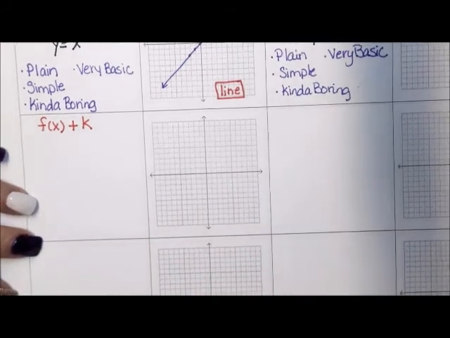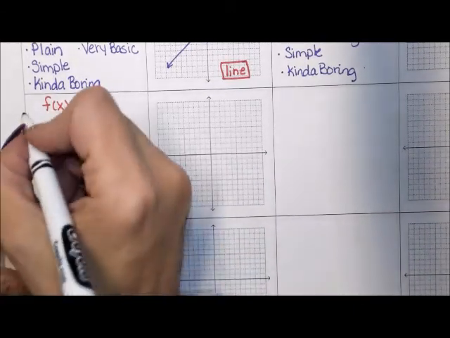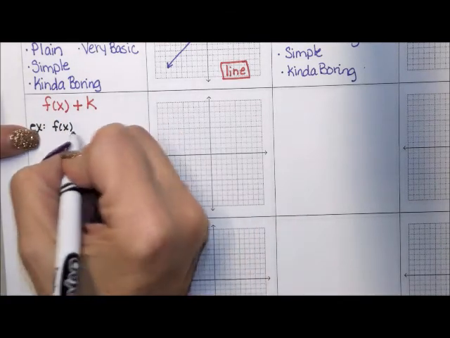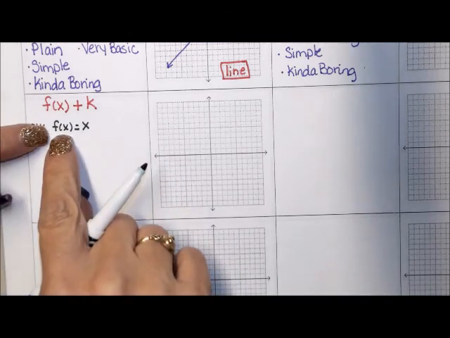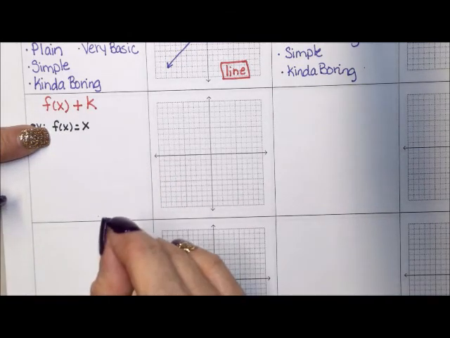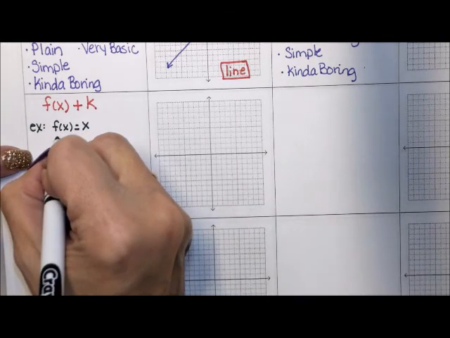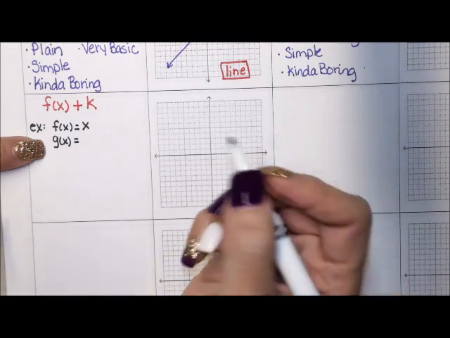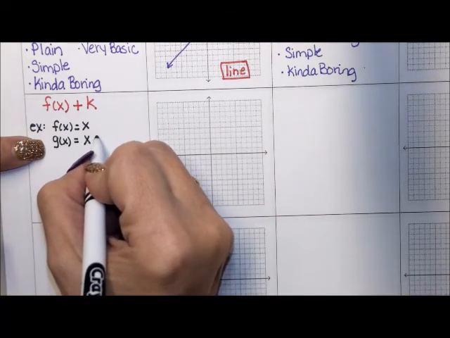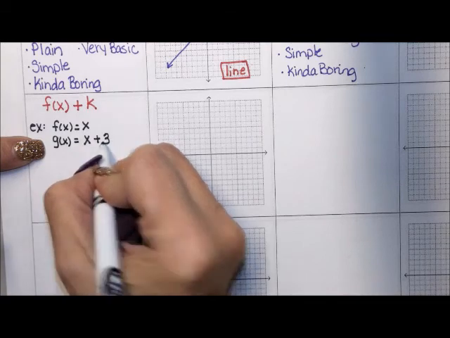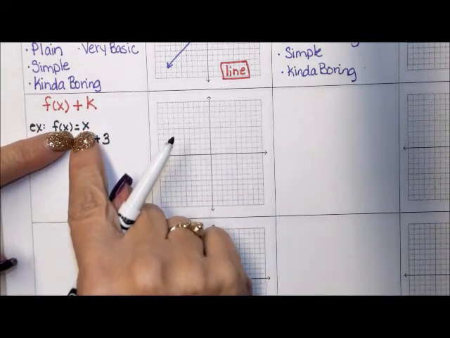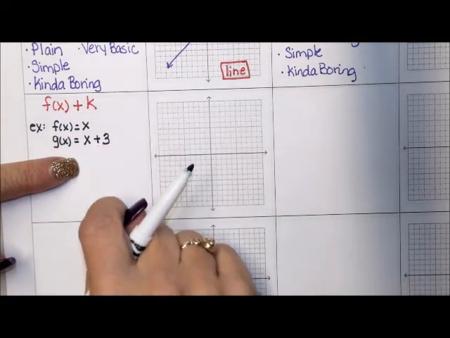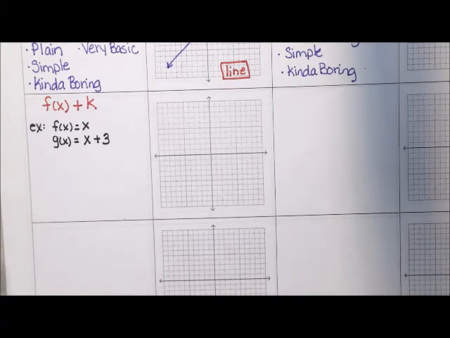You're already like, what? Okay, let me give you an example on this. What if I took the parent function, and again, the parent function is y equals x. Remember, f of x is just a super fancy way of saying y. What if f of x had a baby, and the new baby is g of x, and it is f of x plus 3. So I took my plain and simple and boring little function, and I added k to it, which in this case is 3. What would happen?